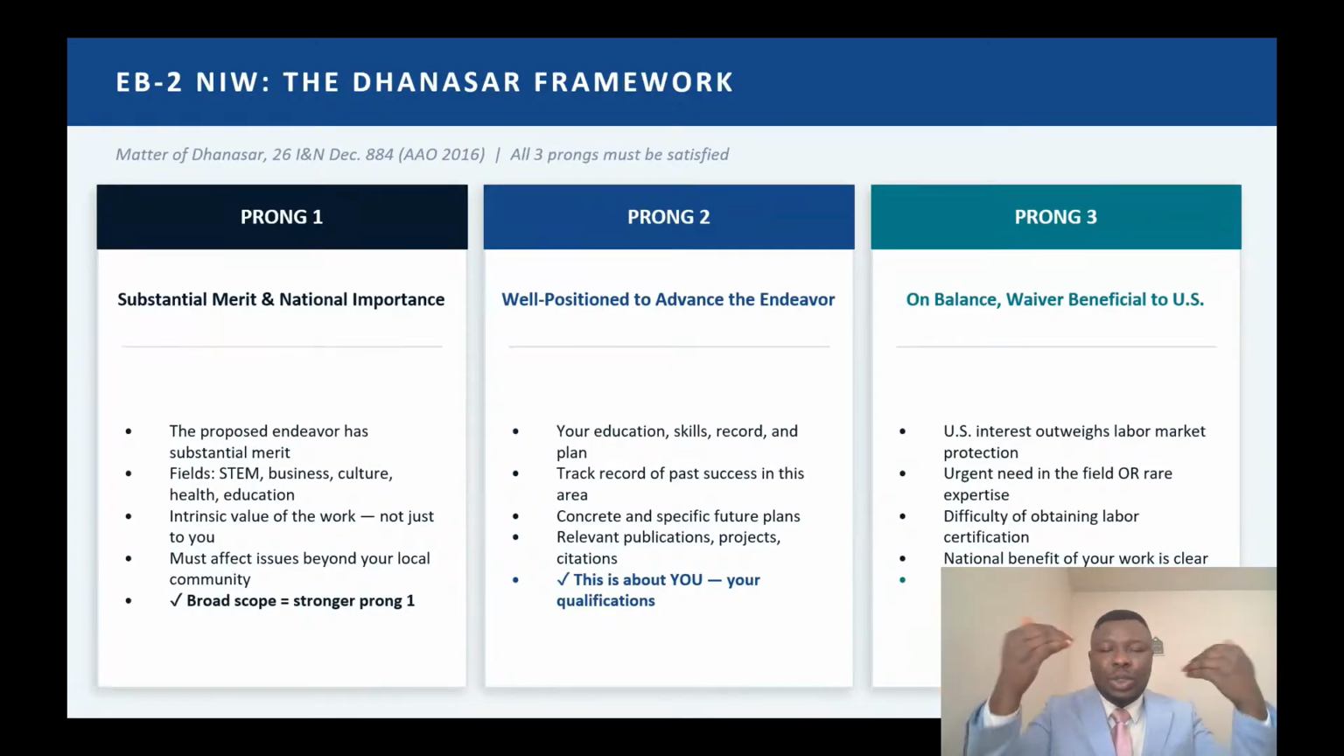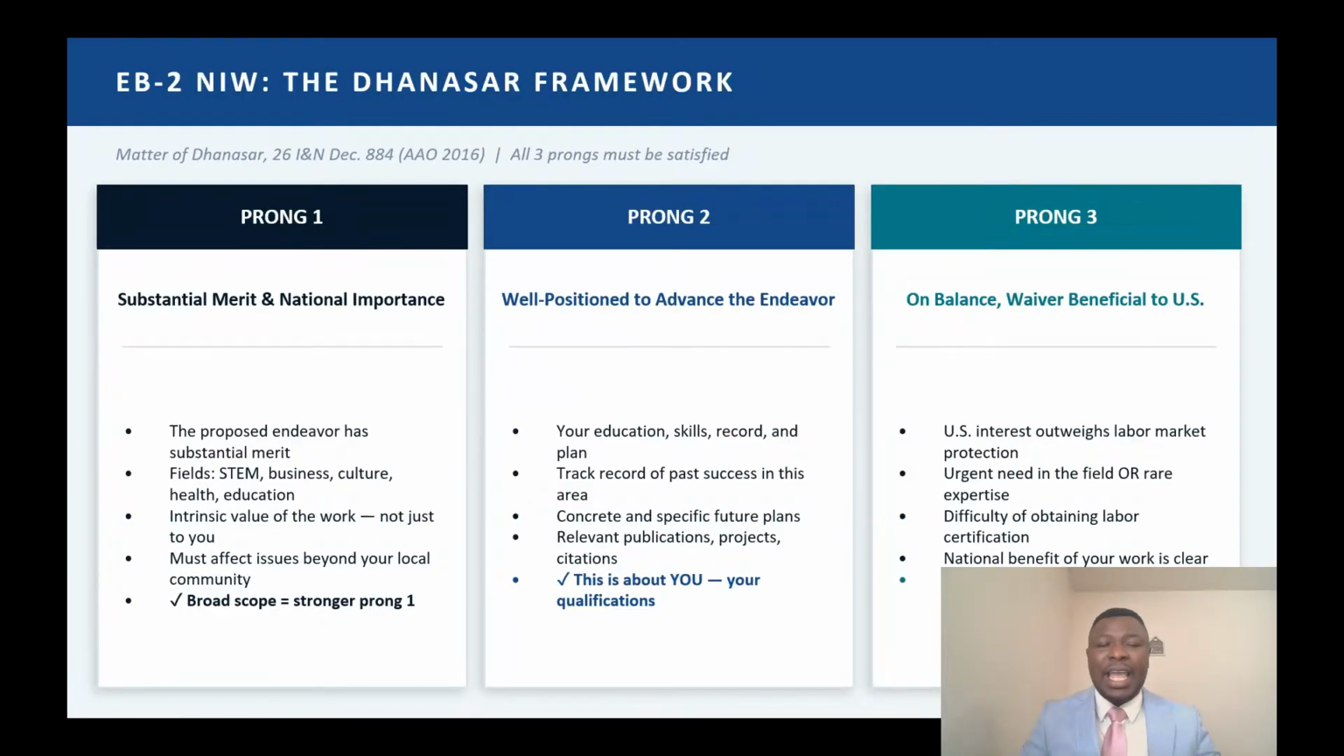The next thing to do is to show that this particular proposed endeavor has substantial merit and national importance. The proposed endeavor needs to have substantial merit. It needs to be beneficial. It needs to be worthy. What is the intrinsic value of that work to the United States, not just you?